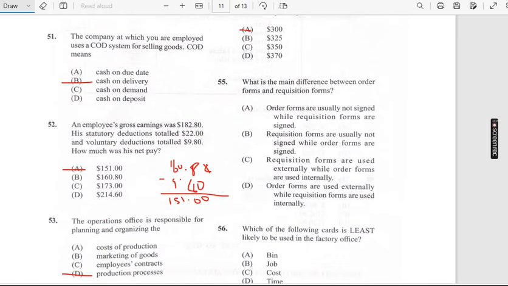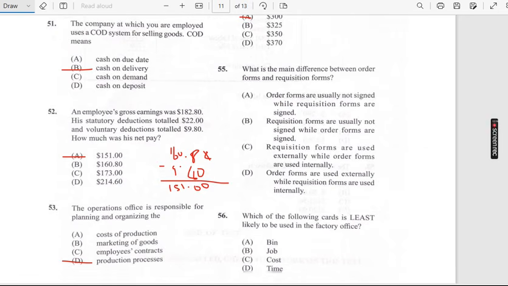Number 55. What is the main difference between order forms and requisitions? Order forms are forms that you use externally, while requisition forms are used internally. So order forms are used external, while requisitions are used internal.